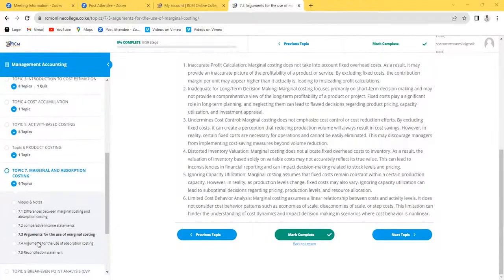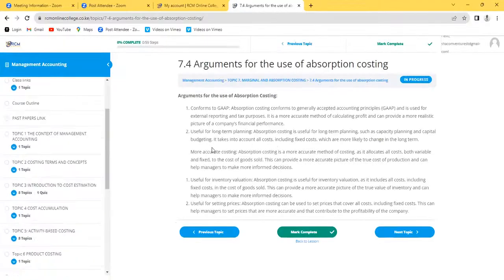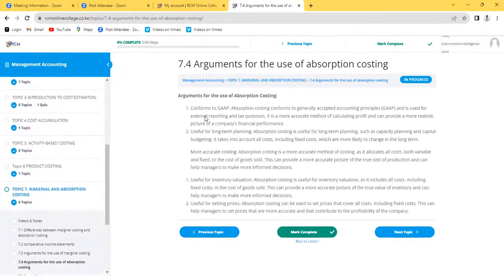Then we have arguments for the use of absorption costing. One, conforms to generally accepted accounting principles. Then useful for long-term planning. Then number 3, useful for inventory valuation, useful for setting prices.